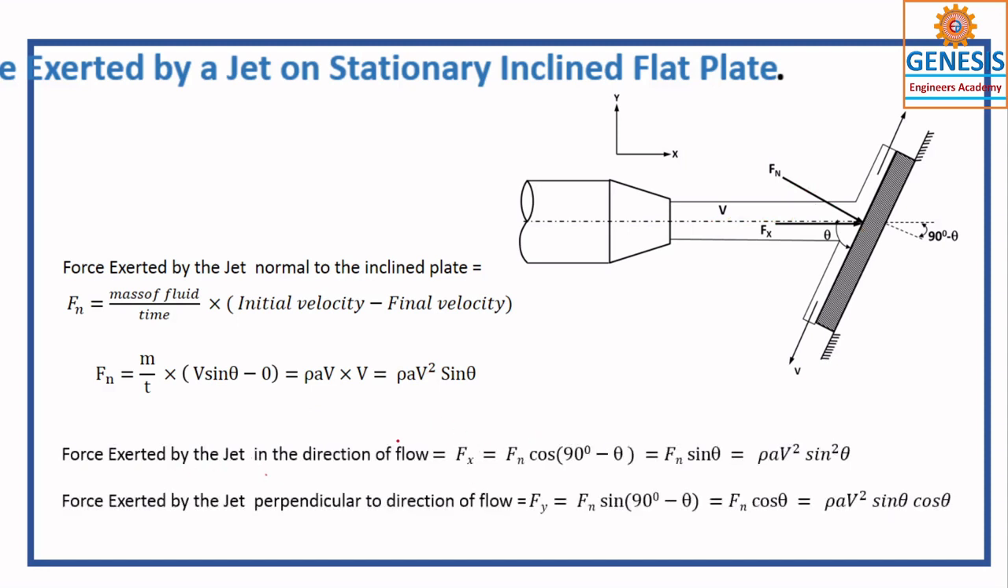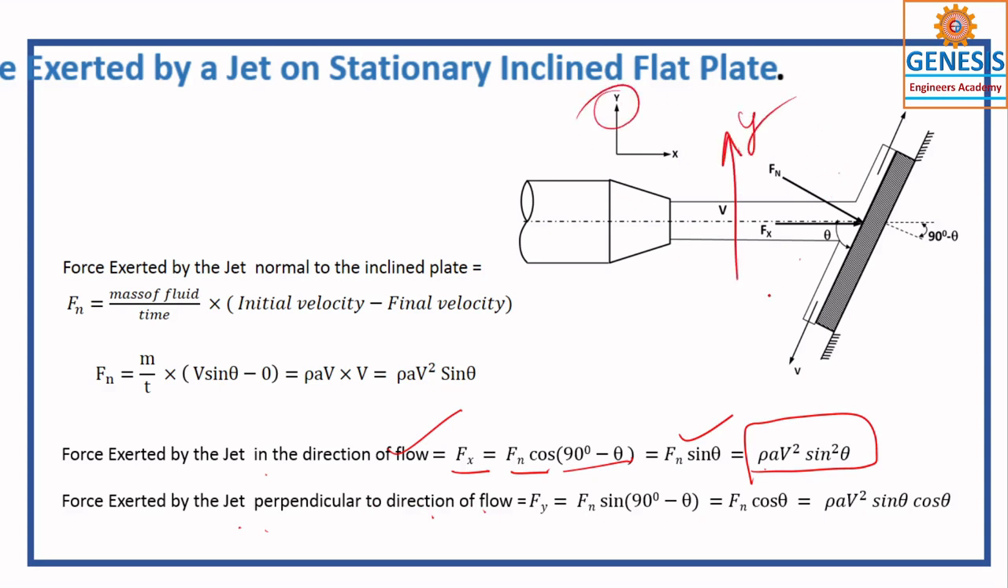So the force exerted by the jet in the direction of the flow, Fx, is equal to Fn into cos 90 minus theta. Just now I have explained. So this is Fn sin theta, and the answer is this one. The force exerted by the jet perpendicular to the direction of the flow, that is in the y direction, what is the force in this direction? So it is also having something.